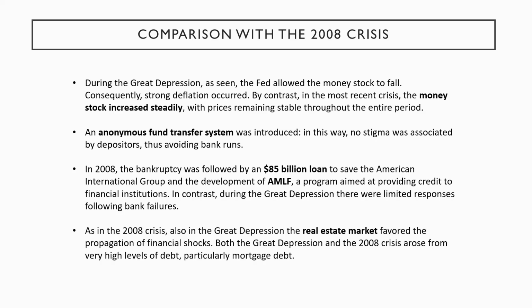As in the 2008 crisis, also in the Great Depression, the real estate market favored the propagation of financial shocks. Speculation not only affected the stock market, but also the real estate market. Through debt, a significant portion of the population was able to acquire ownership of a home. There were also social consequences linked to the purchase of real estate. For many owners, it is not only about building generational wealth, but also about signaling their social status. A crisis originating from excessive indebtedness concentrated on the lowest segment of the population can quickly transfer to the financial system. Both the Great Depression and the 2008 crisis arose from very high levels of debt, particularly mortgage debt.